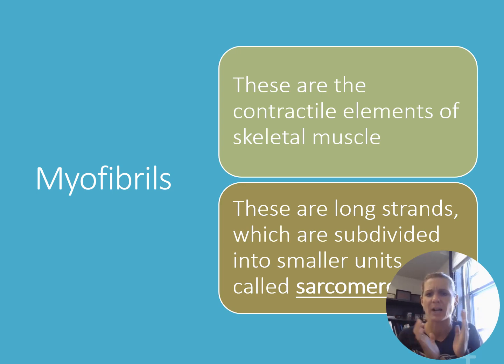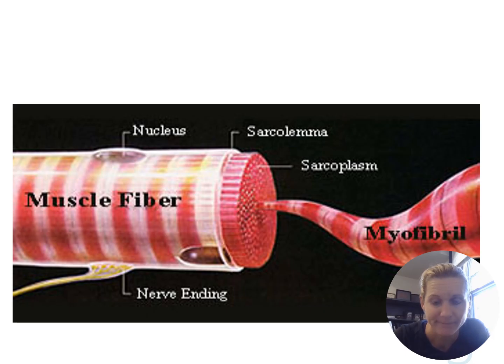The sarcomere is kind of like your most basic contractile unit within the muscle cell itself. So we're going to have many sarcomeres within one single muscle cell. So let's have a look-see here. Here you can see one single muscle cell or one single muscle fiber.